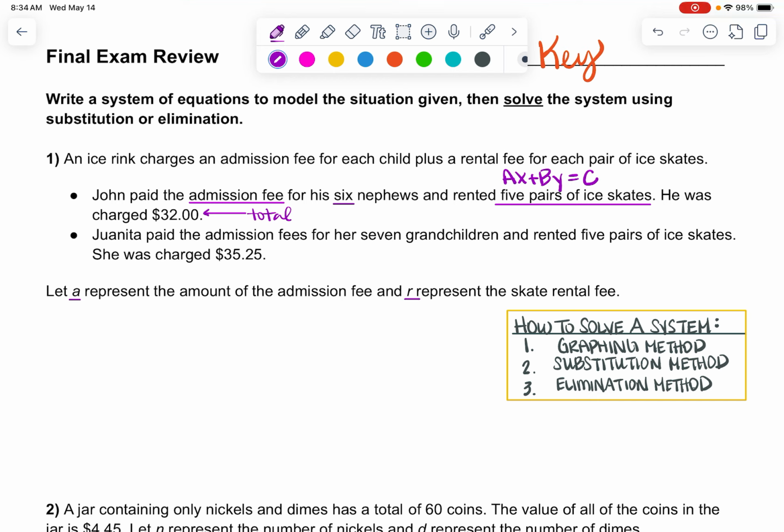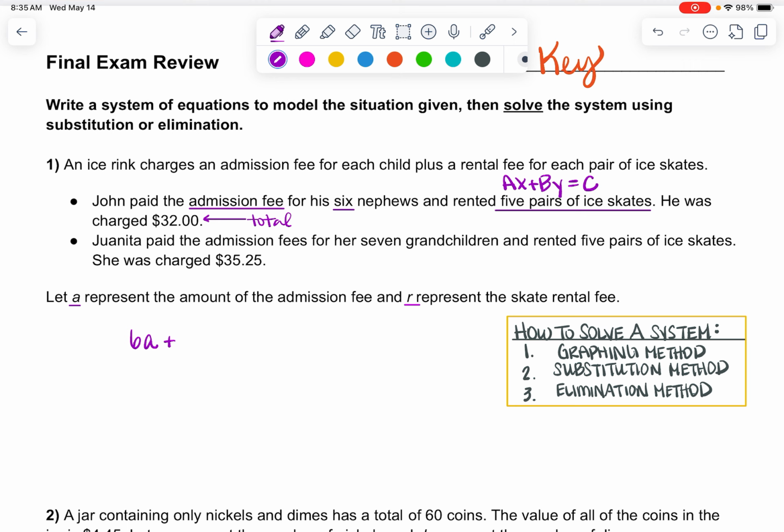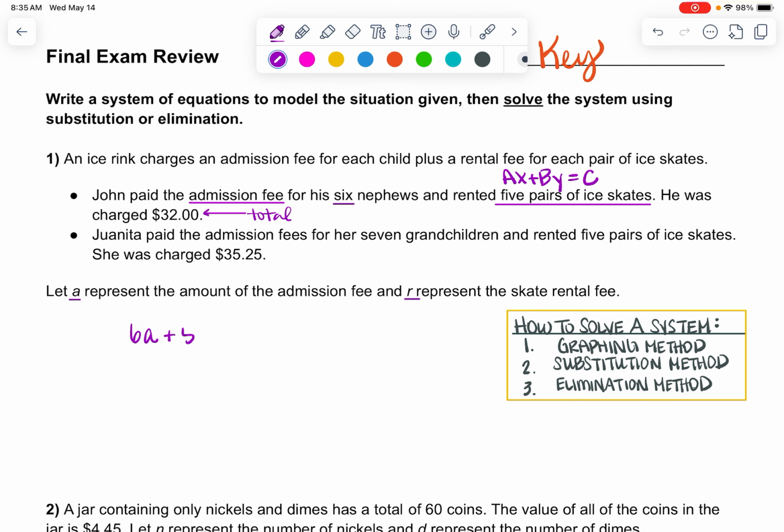All right, and they're telling you, let A represent the admission fee and R represent the rental fee for the skates. All right, so here we go. So John, he paid 6 admission fees, so 6 A's, plus he rented 5 pairs of skates, so he has 5 rentals, and that is a total of $32. All right, so there's John's equation.